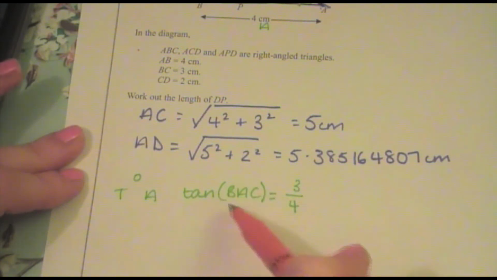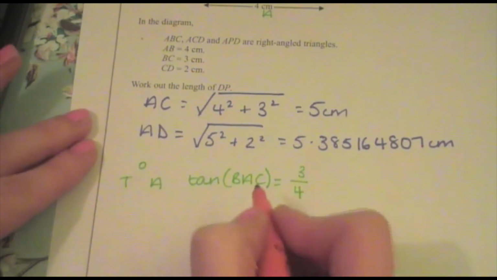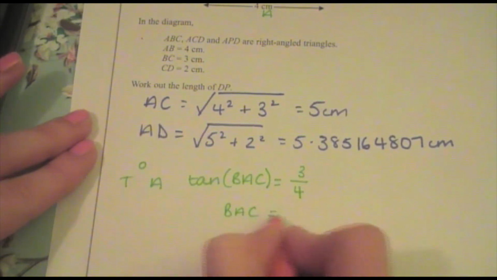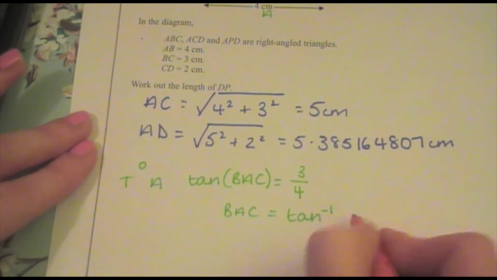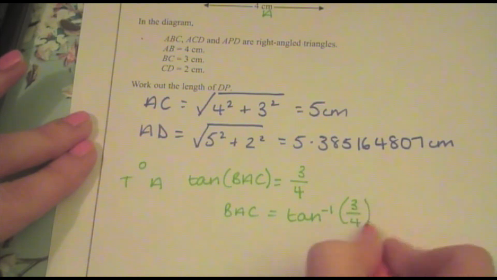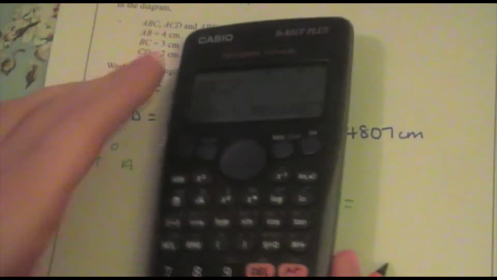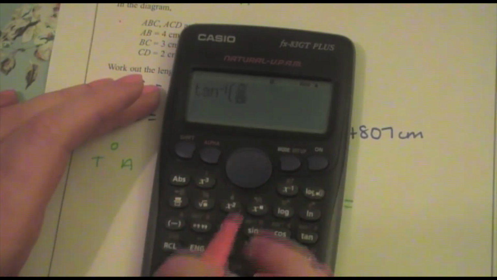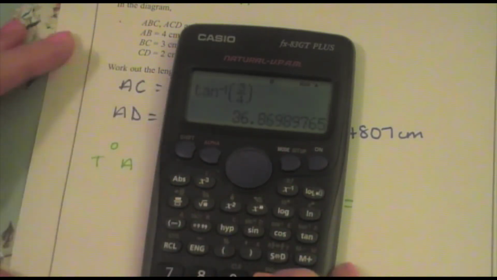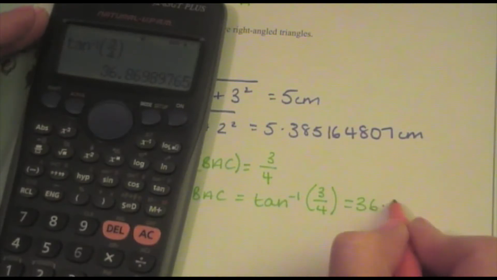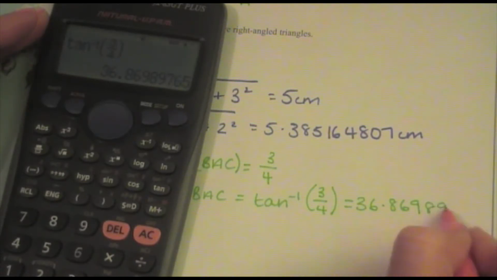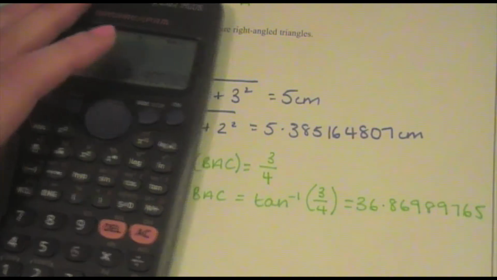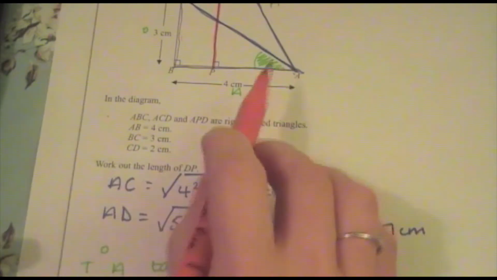Now I'm trying to find the angle, and at the moment the angle is trapped in this tan, so I need to do the inverse of tan on both sides to find out what this angle is. So I'm going to do the inverse of tan, so tan minus 1 of 3 over 4. And I get the answer 36.869899765. Okay, so I've found this angle here.